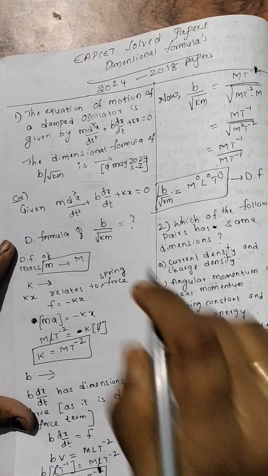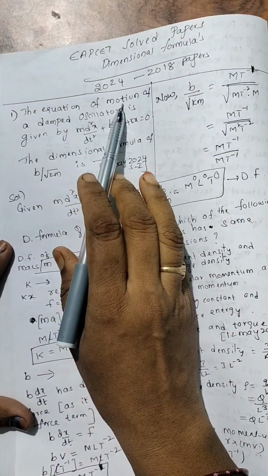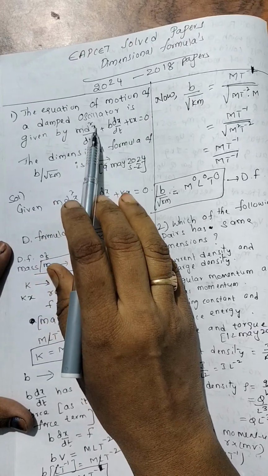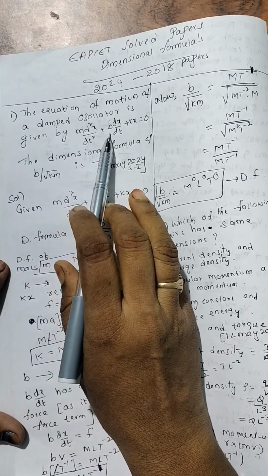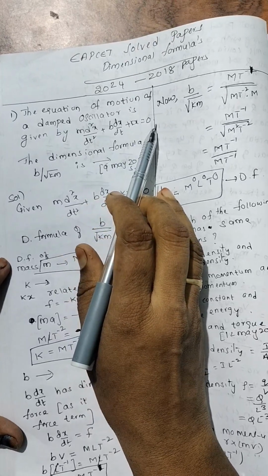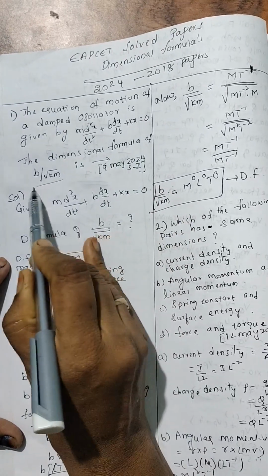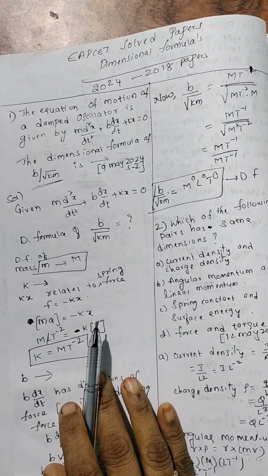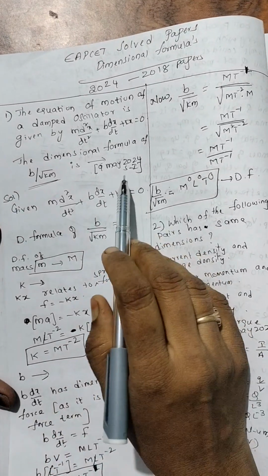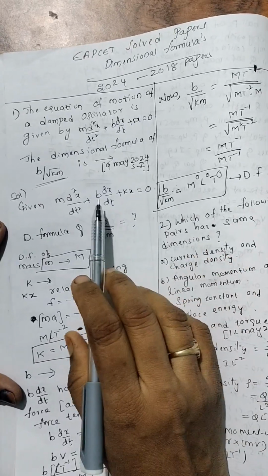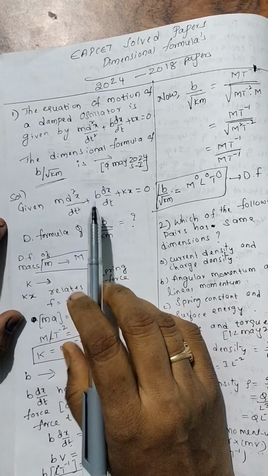So the first question: the equation of motion of a damped oscillator is given by m d²x/dt² + b dx/dt + kx = 0. He is asking to find the dimensional formula of b by under root k into m. This question was asked on 9th May 2024, shift 1. Now, let us go for the solution.